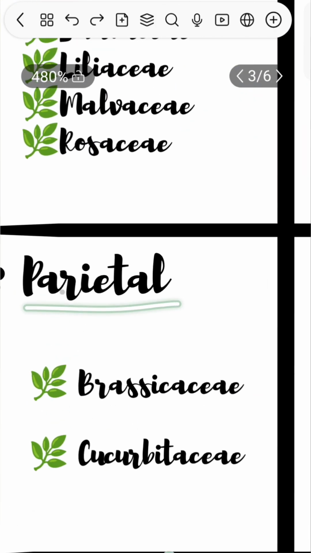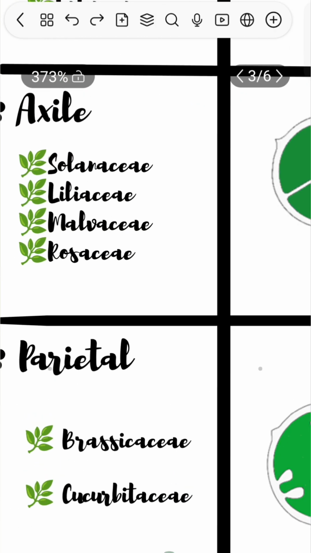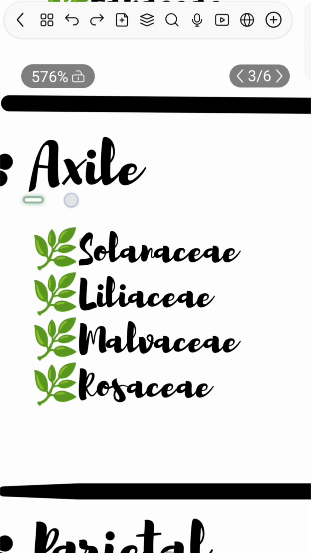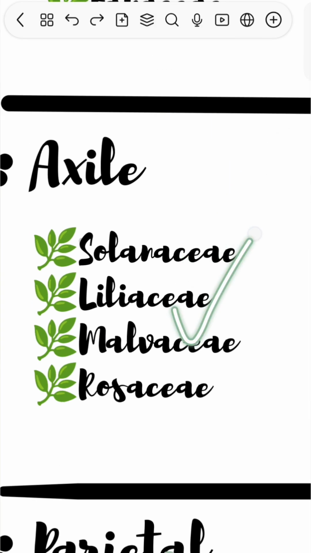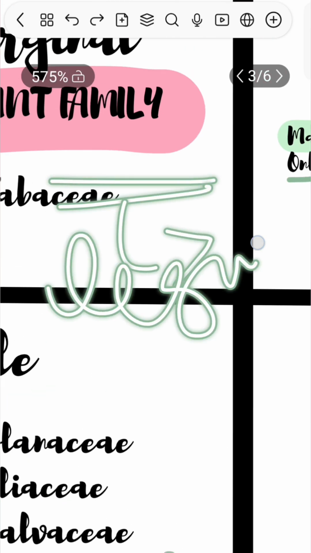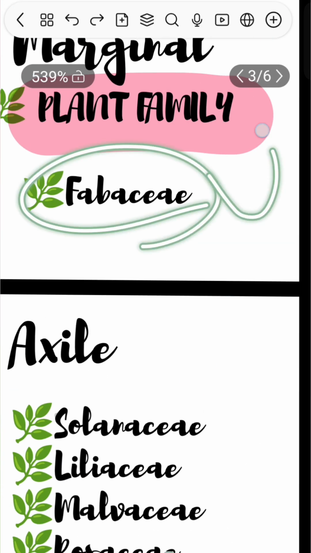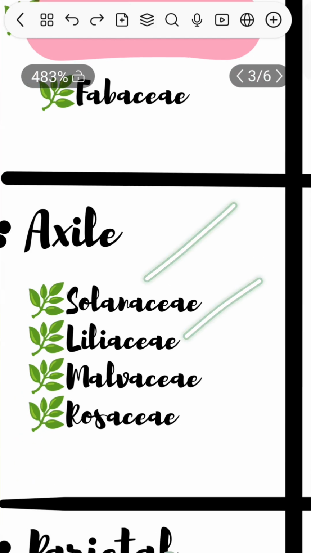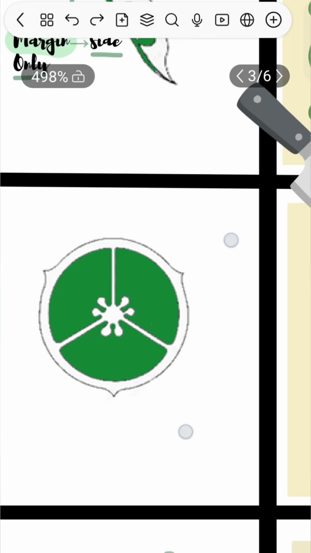Now parietal. People used to ask questions regarding plant families also, so let us study the axile plant families. In axile, the plant families are Solanaceae, Liliaceae, Malvaceae, Rosaceae. In the Fabaceae, also called legumes, all types of legumes come under this family and also under the marginal placentation. Solanaceae, Liliaceae, Malvaceae, Rosaceae. Okay.